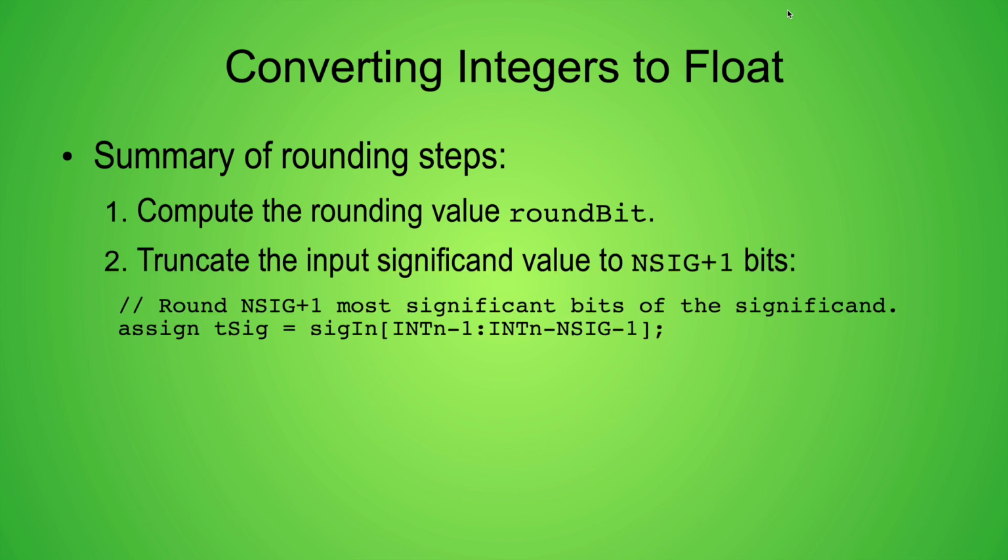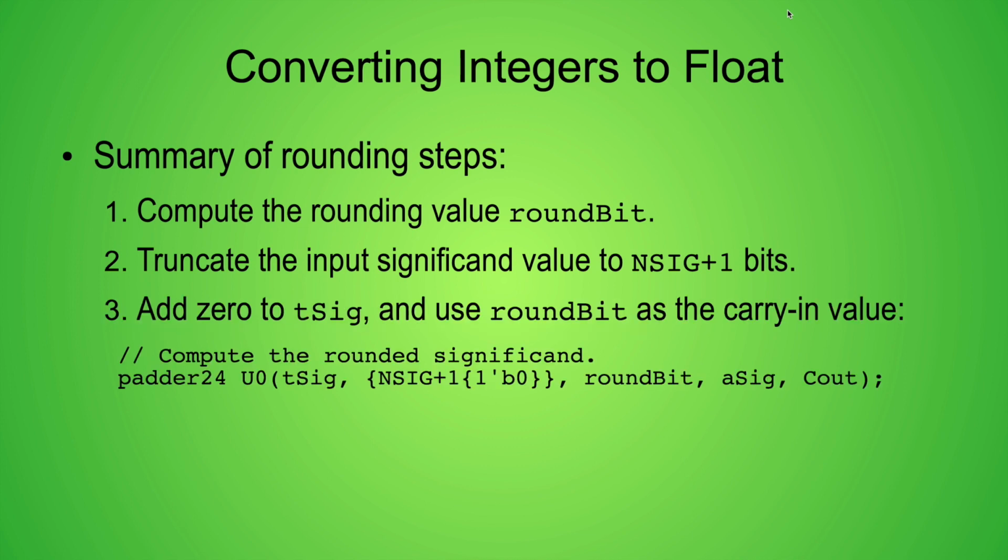Truncate the input significand value to nsig plus 1 bits and store in tsig. This corresponds to the value f, which I will define shortly. Add 0 to tsig and use round bit as the carry-in value.